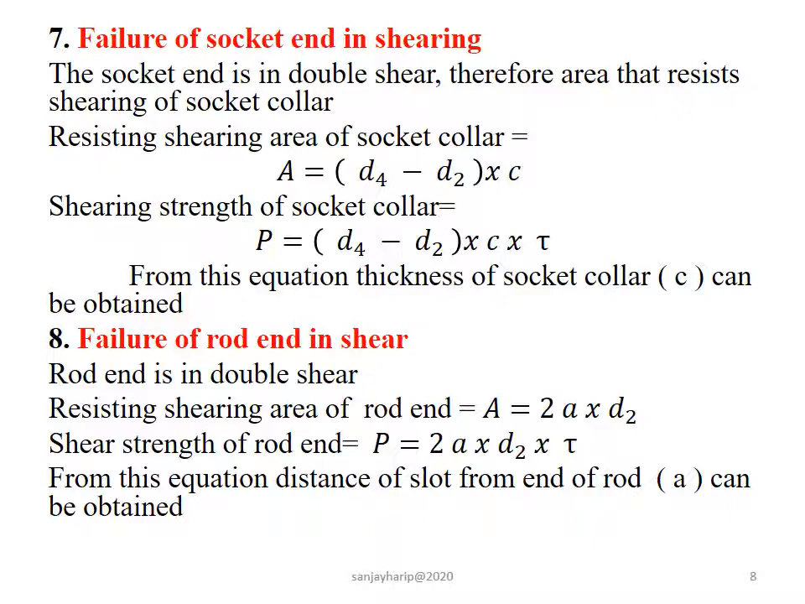Since socket end is in double shear, therefore we have to consider double shear for obtaining thickness of socket collar, which is c. The distance of slot from end of rod, which is denoted by a, can be obtained by showing the resisting area of rod end. As we know, rod end is in double shear. Therefore, we can easily find out the distance of slot from end of rod, that is a.